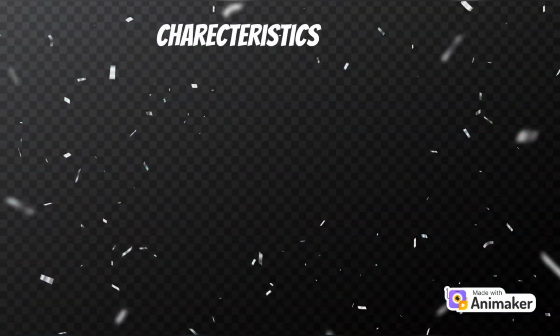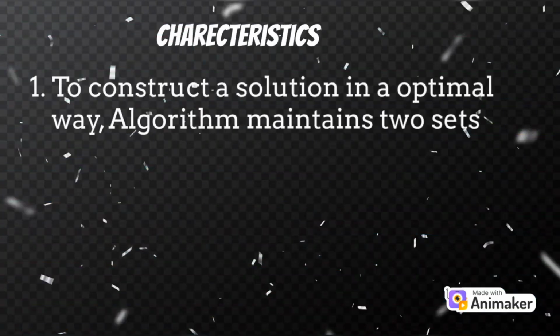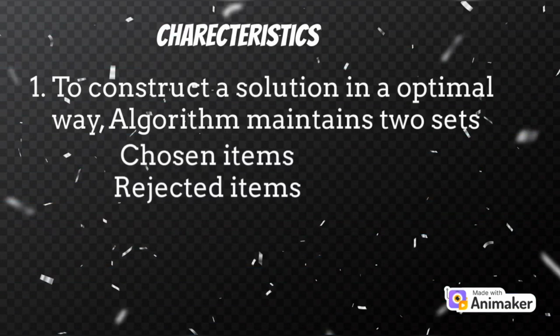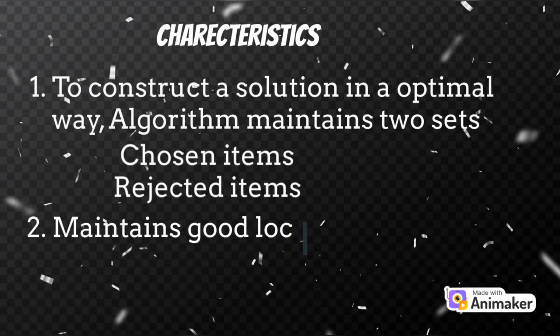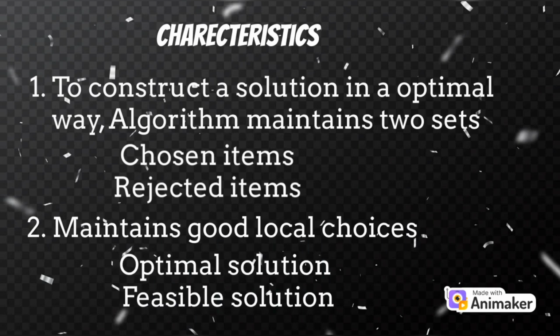In order to construct a solution in the most optimal way, the algorithm maintains two sets. One is chosen items and the other is rejected items. Chosen items give the minimum value whereas rejected items give the maximum value. It makes the good local choices with the hope they result in an optimal or feasible solution.